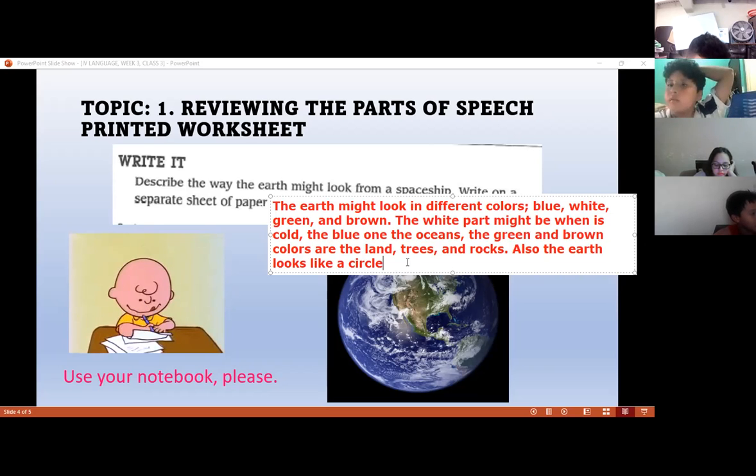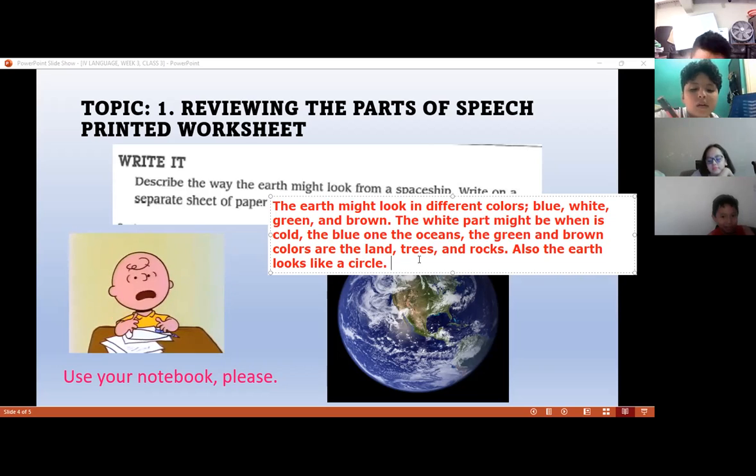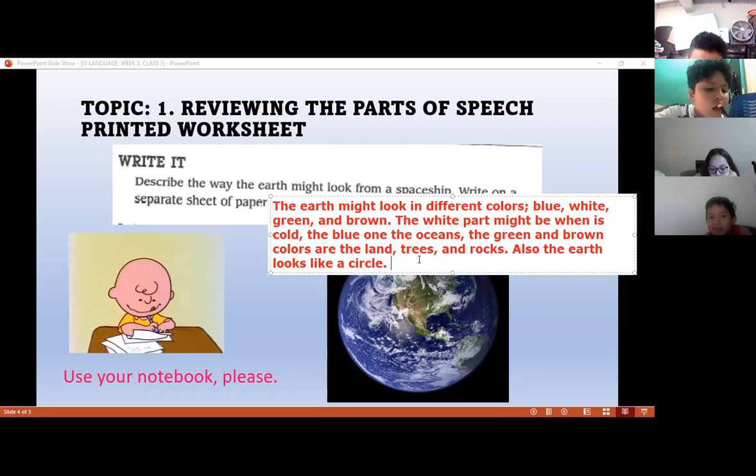The white part also represents the clouds. You can write that. Okay, perfect. Write it down. Here I'm just writing some ideas, but listen to Gabriela. She's saying, for me, the color white represents the clouds also, so you can write it down.